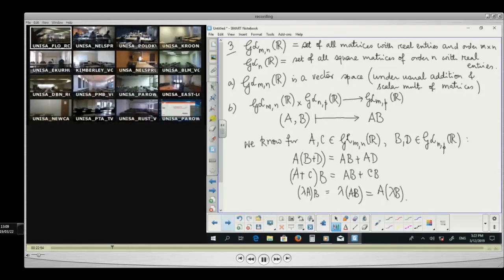So this is nothing new. This is all that you know about matrix addition and matrix multiplication, but phrased in this new language of sets and functions, right?